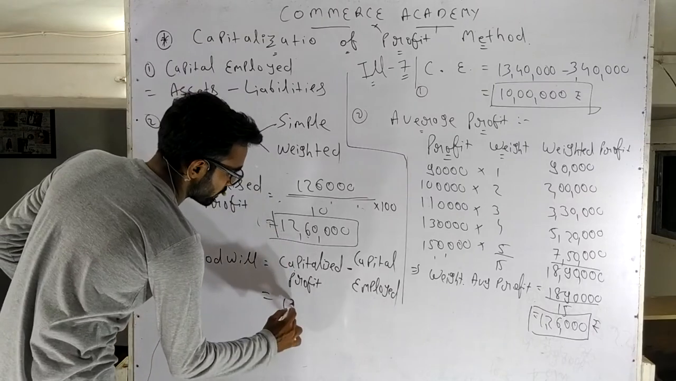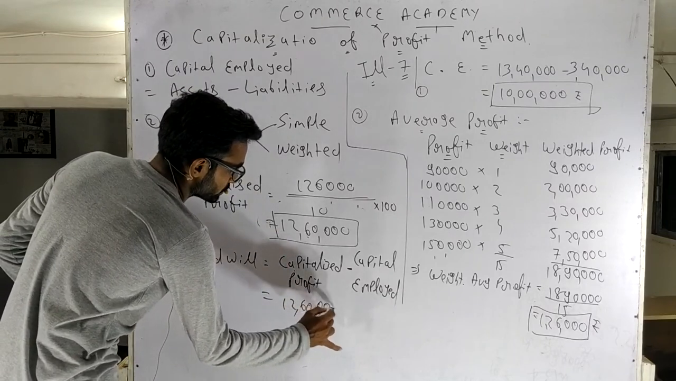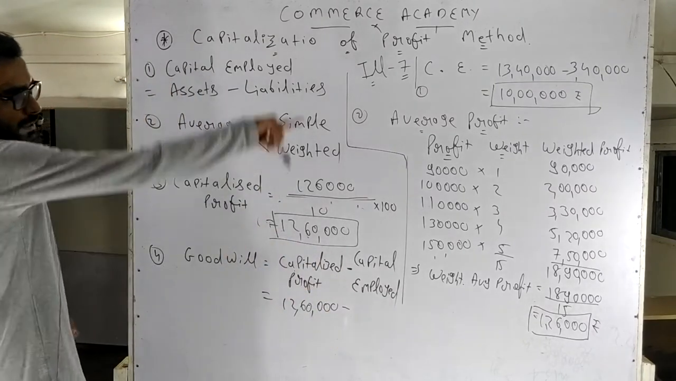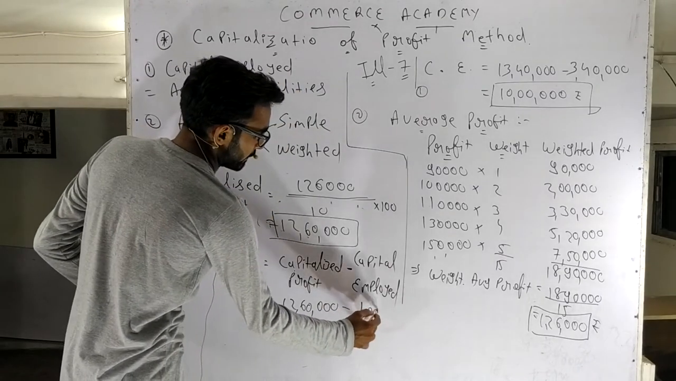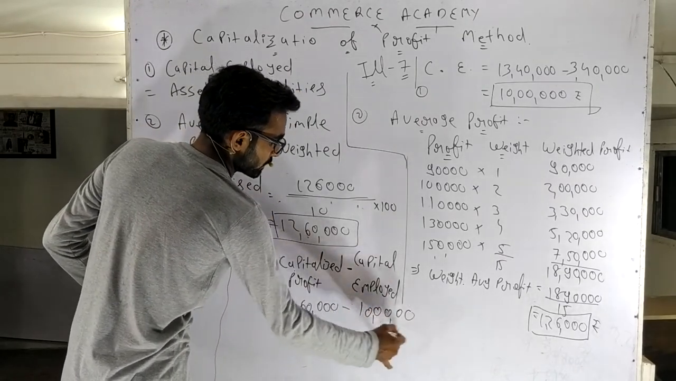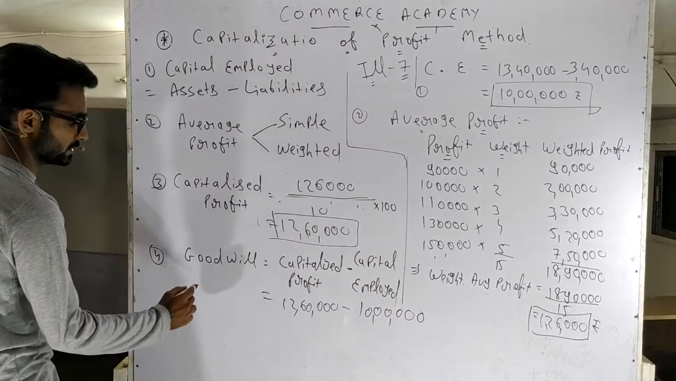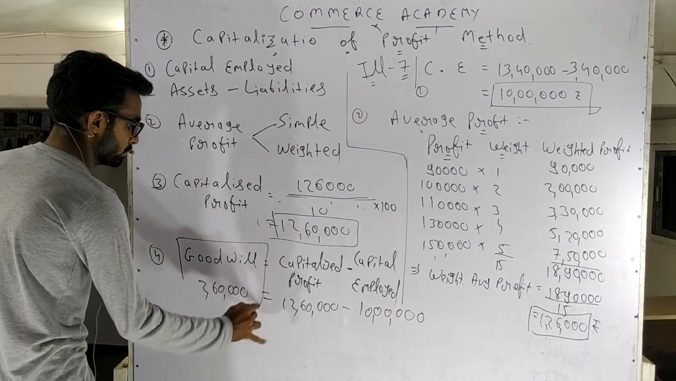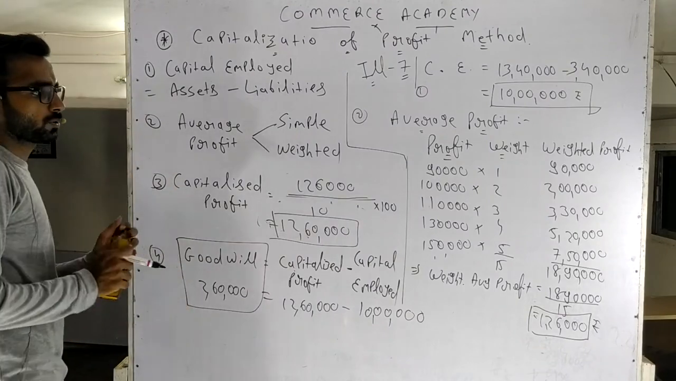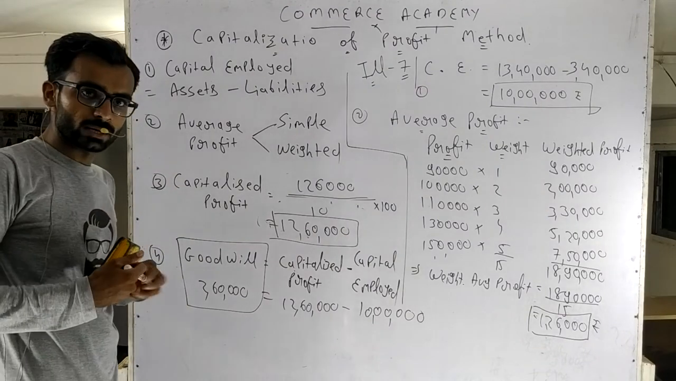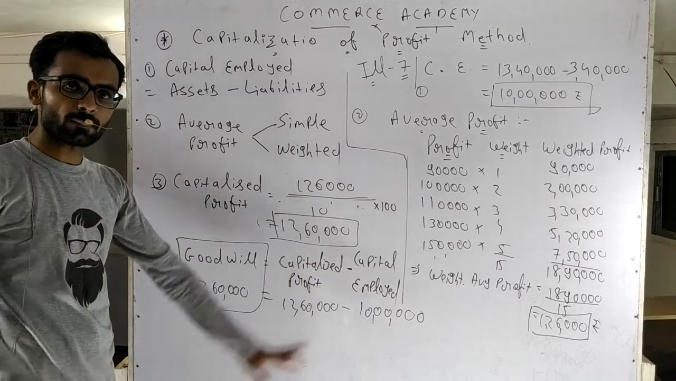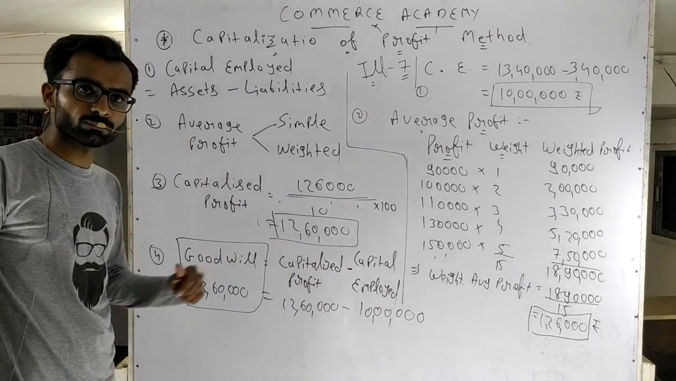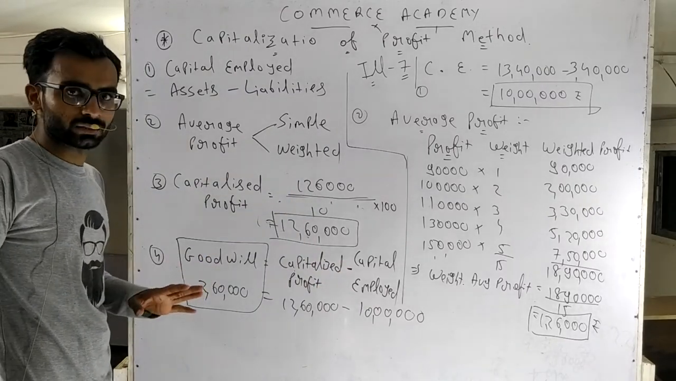Capitalized profit is 12,60,000 minus what was the capital employed? It was 10 lakh. So the goodwill is 2,60,000 only. Capitalized profit minus capital employed. Sum is over. Easy to understand, easy to do.